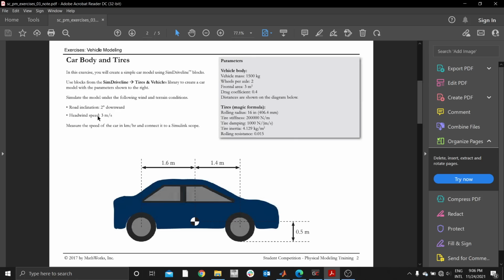Then we'll see the effect of when you are moving and there's a lot of headwind and tailwind. We are going to measure the speed of the car, and you are going to model this car in Simulink and do some optimization. These are very interesting videos I'm going to make from my lesson 5.